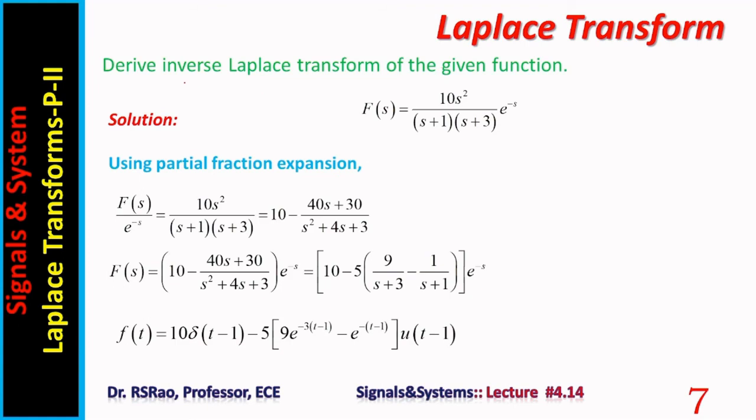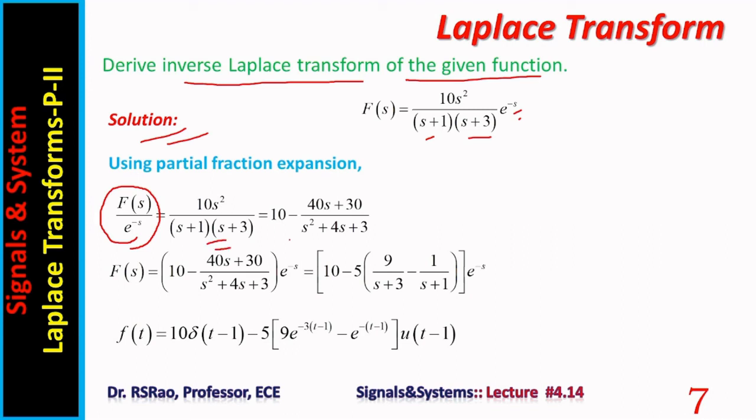Another problem: derive the inverse Laplace transform of the given function. F(s) equal to 10s² e^(-s) by (s + 1) multiplied by (s + 3). Solution: now expand F(s) by e^(-s) in partial fractions. F(s) by e^(-s) gives us 10s² by (s + 1)(s + 3).